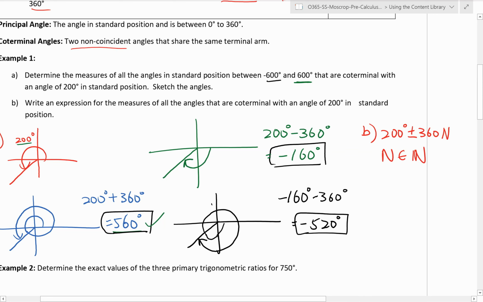So 200 plus 360, or plus 360 times 2, or plus 360 times 3, and so on, or minus 360 times 2, and so on. Okay, so it's 200 degrees plus or minus 360 degrees times n, where n is an element of natural numbers. And again, natural numbers are 1, 2, 3, 4, 5, 6, 7, 8, and so on. So these are the coterminal angles. 1, 2, 3. And obviously not only these three, right? But these are the coterminal angles within this range.